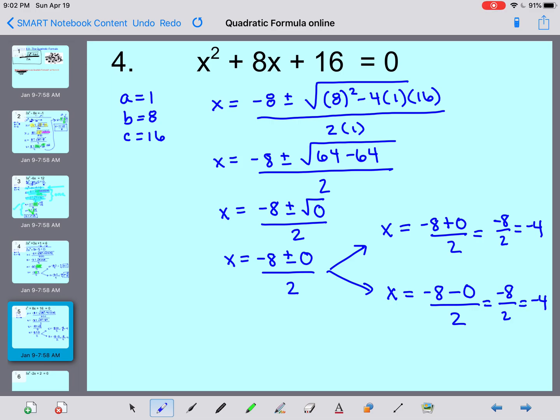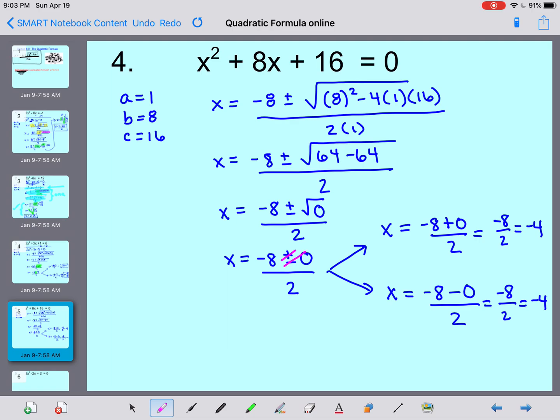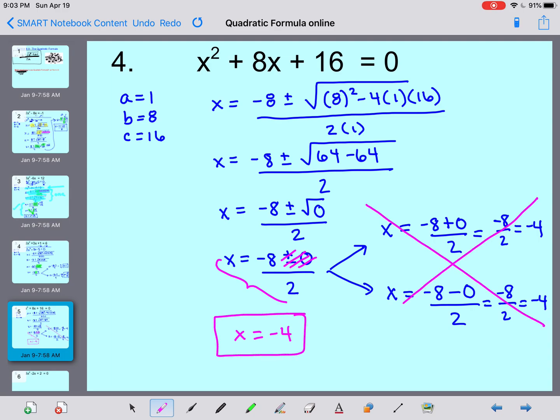So this is kind of a waste of work here, because adding 0 and subtracting 0 is kind of the same thing. So when this happens, what you can do, either on paper or in your head, is just ignore this part. And so your final answer is just x equals negative 8 divided by 2, right? And so your answer is negative 4. That eliminates having to do all this work. If you do all of this work on the right-hand side, don't write x equals negative 4 two times. Just write it once, okay?